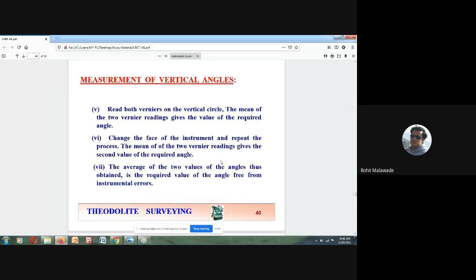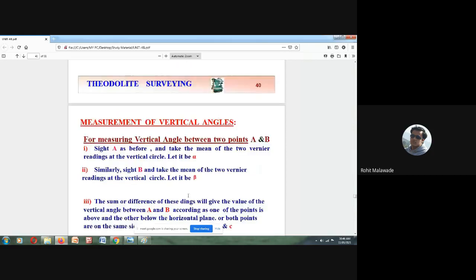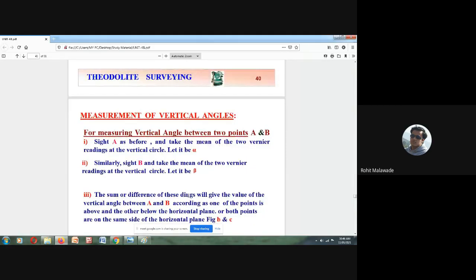So if you repeat the same procedure with the face left and the face right, you are going to get the exact value. The average value of the two points is obtained, and the required value of the angle is free from the instrumental error. So this is how you are going to measure the angle.